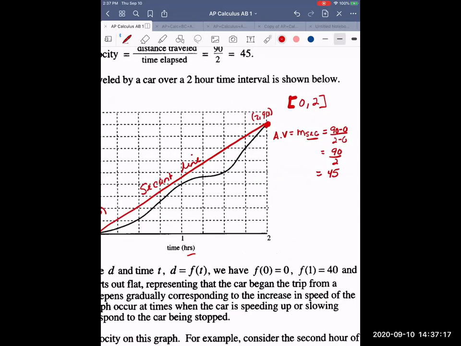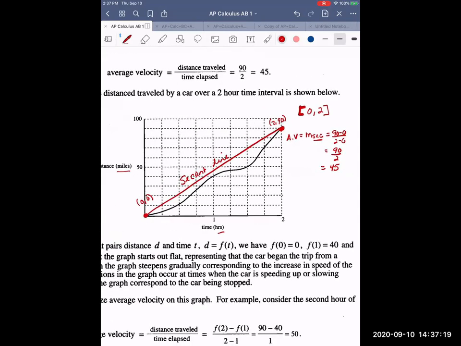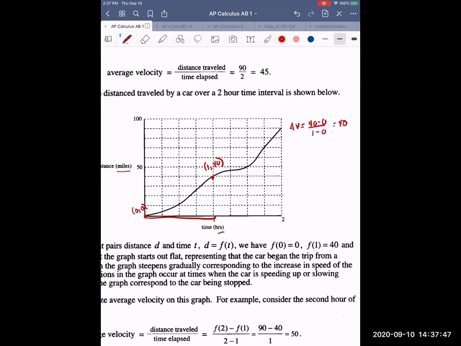All right, piece of cake, right? You can all do that. I might want to know what the average velocity of maybe the first hour of the trip was. So I may ask, what's the average velocity during the first hour of the trip? Well, the first hour goes from (0, 0), this width of the interval represents 1 hour, to (1, 40). And I would say, well, the average velocity is 40 minus 0 over 1 minus 0, or 40 miles an hour. I could do the second half of the trip, right?